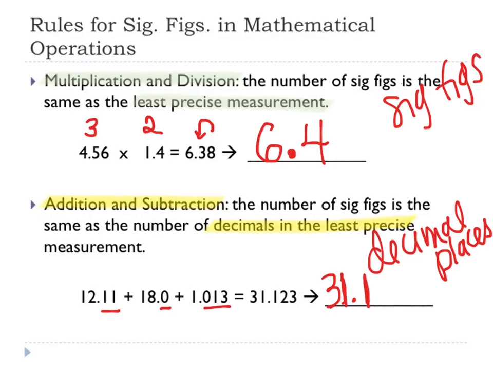Now, if this would have been 18, not 18.0, if it would have just been 18, our answer would not have any decimal places. And our answer would just be 31. Okay? Any questions over that? You guys need a minute to get that down? Everybody good?